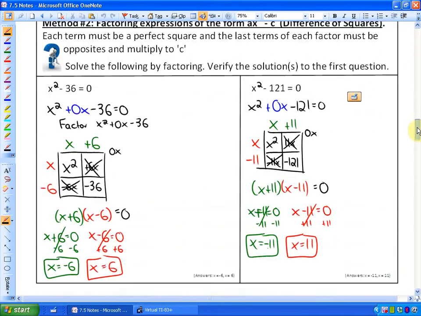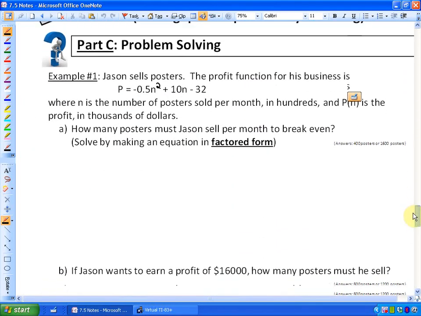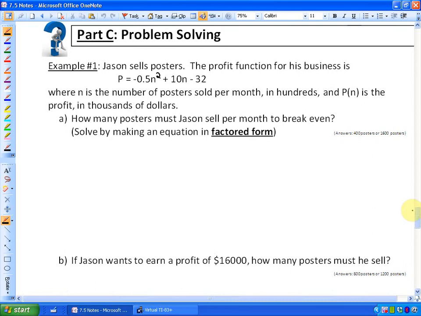So if we go to part C, there's a word problem here about Jason. So I'll read it to you. It says Jason sells posters. The profit function for his business is P is equal to negative 0.5 n squared plus 10n minus 32, where n represents the number of posters sold per month in hundreds, and P is the profit in thousands of dollars. And the question here says, how many posters must Jason sell per month to break even?